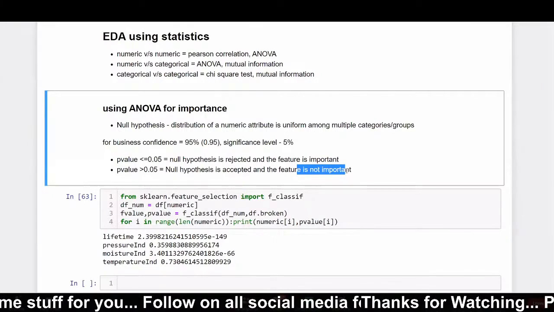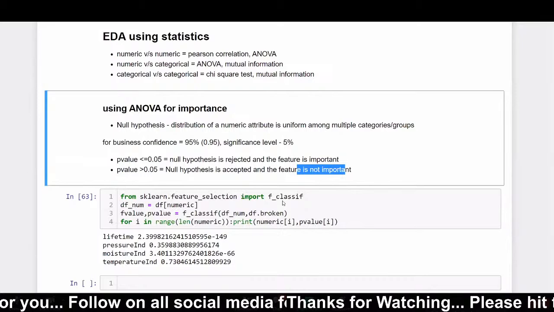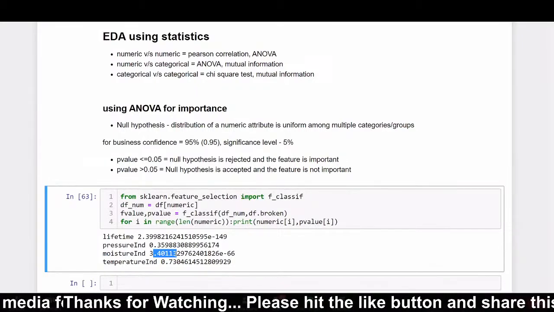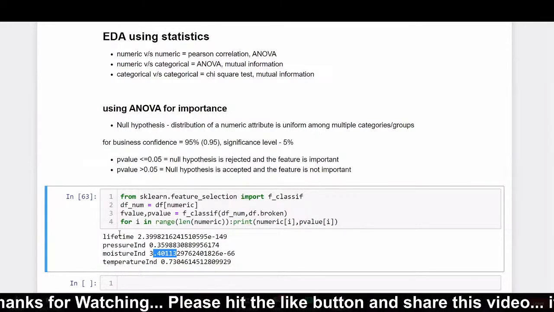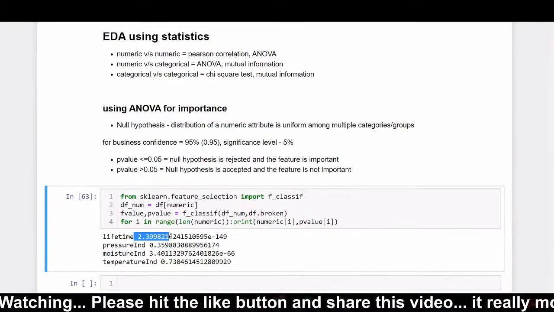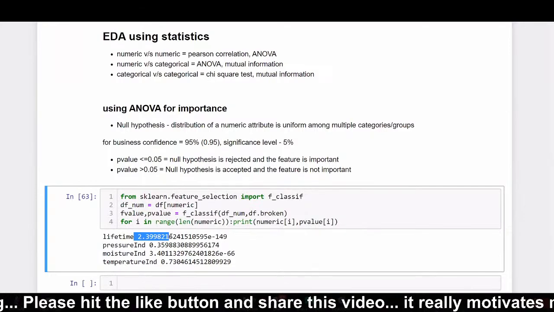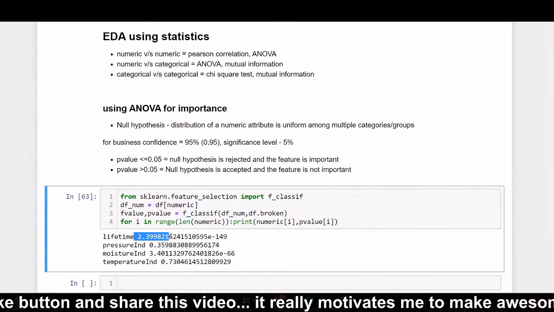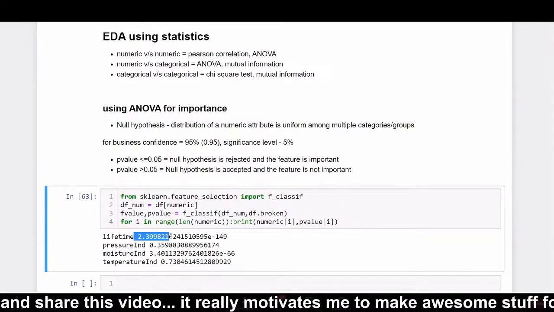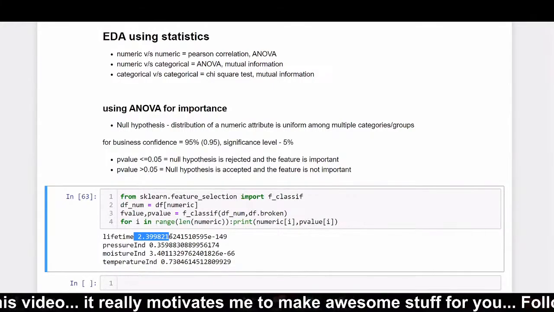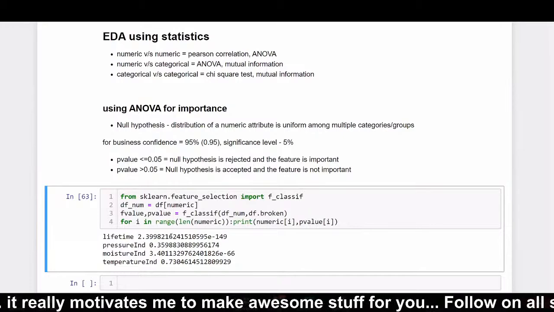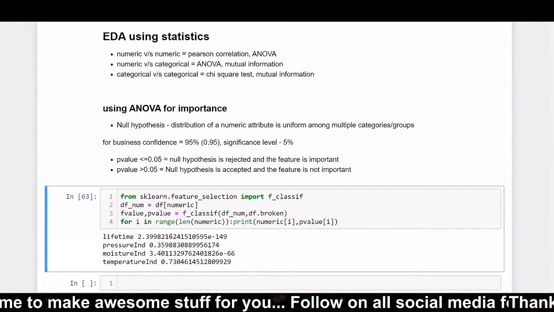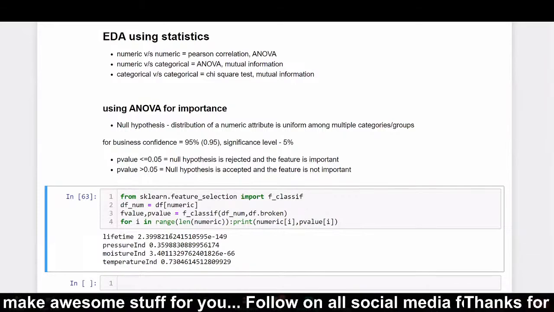For example, statistics simply shows that moisture is an important factor, but it doesn't show that with more than 120 moisture, almost all the machines are getting damaged. Statistics shows that lifetime is important, but it doesn't show that the machines with lifetime more than 60 months are getting damaged because they are older. So it doesn't show why it is important or how it is impacting. It simply shows yes or no. So that's why data visualization is super important in the EDA process.